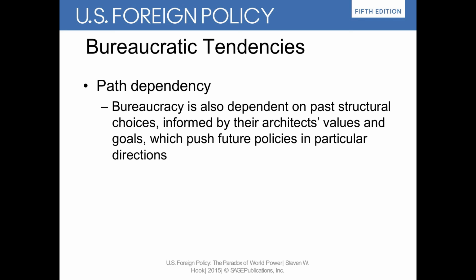Bureaucracies are included. So they are often dependent on past structural choices. So if the folks that were in Homeland Security in 2003 shaped a lot of that agency, and they did, you can tell in what happened in years later, because Homeland Security, too, exhibits path dependency to a large degree.